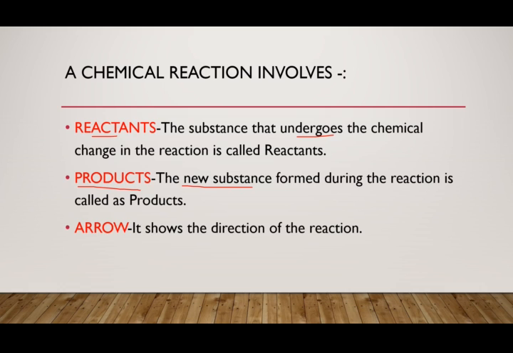And also there is an arrow placed between the reactant and product. Now what is the function of an arrow? It is nothing but it shows the direction of the reaction, right? Now we have understood how to write the chemical reaction or chemical equation.